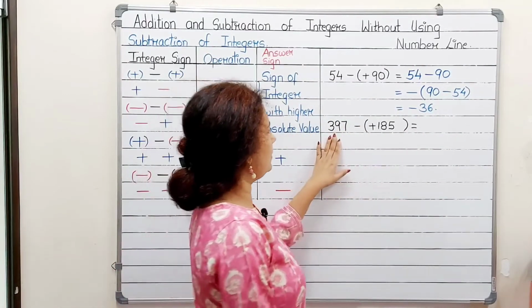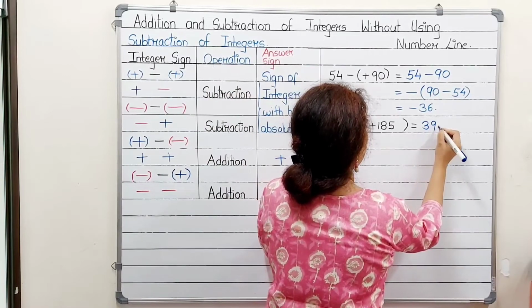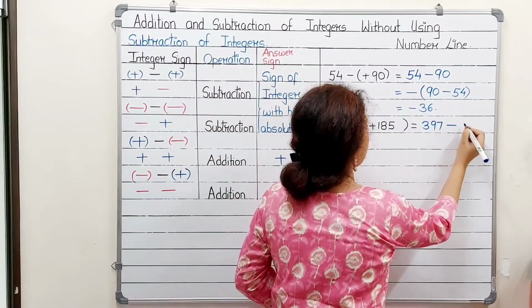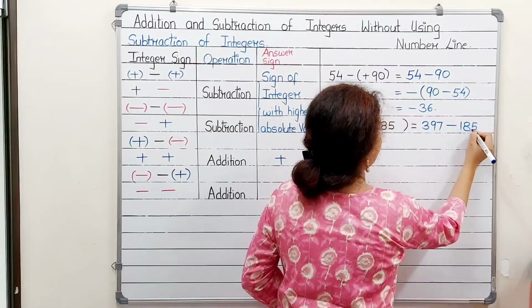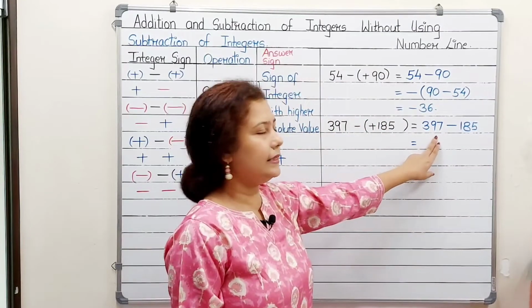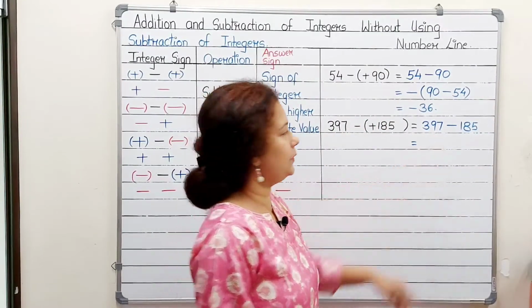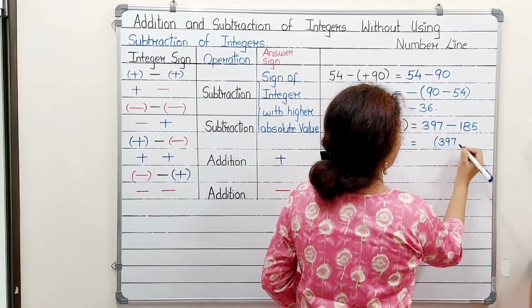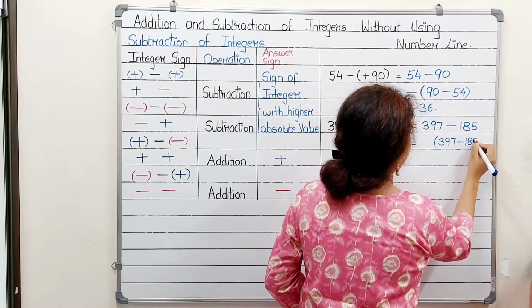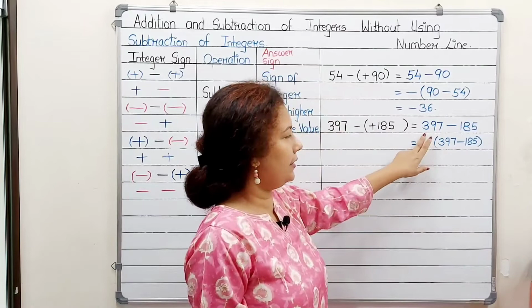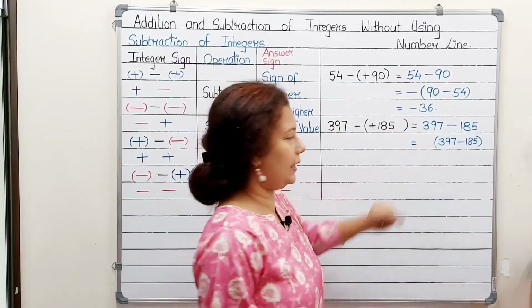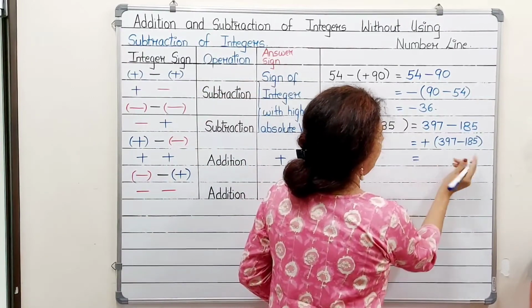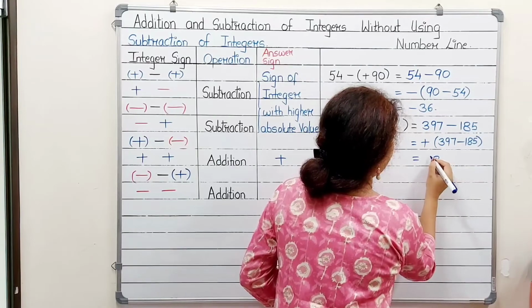Next example is 397. So we will write it as it is. Minus plus becomes minus 185. Now here 397 is a higher absolute value. So we will subtract lower absolute value from higher absolute value, 397 minus 185. And here 397 is having a positive sign. So the answer will be positive. After subtracting the absolute values, we get the answer 212.